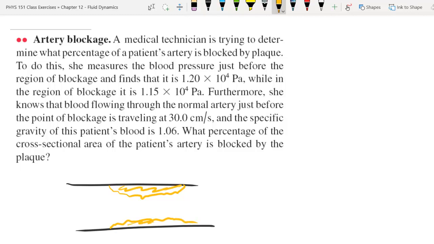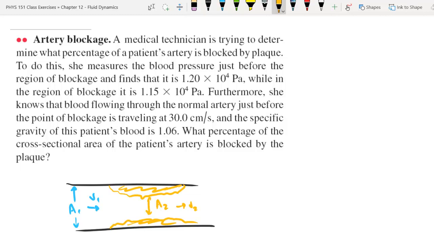Okay, so let's say that we have some cross-sectional area before the blockage, which I'll call area 1. And we have some speed before the blockage, which I will call V1. And then after, in the blockage here, we have some new area, A2, and there's some new speed, V2. Okay?